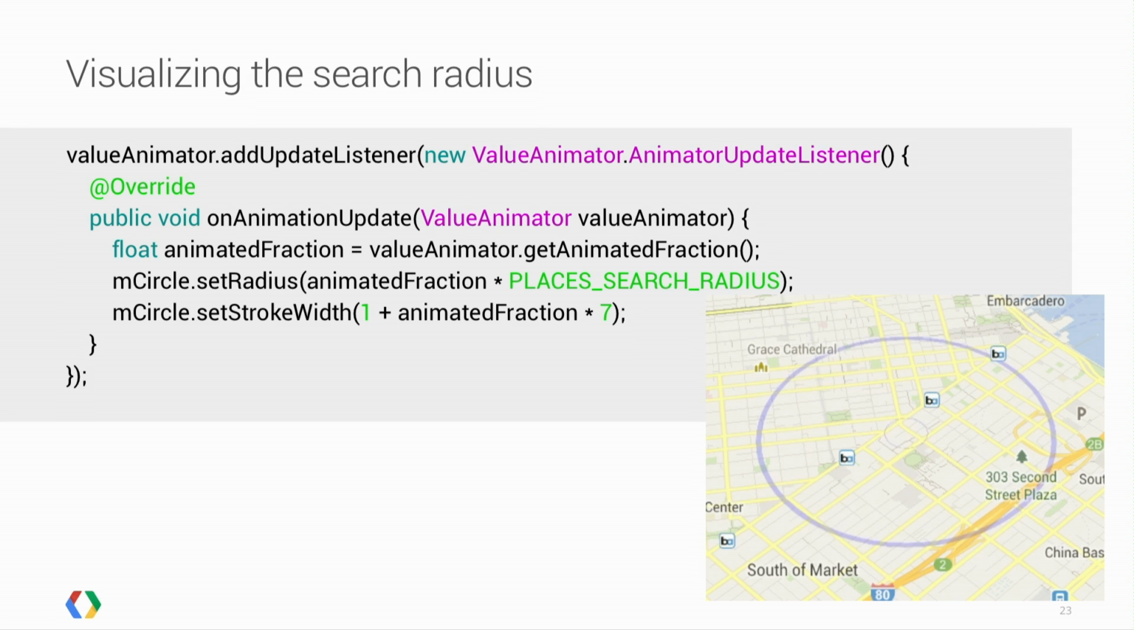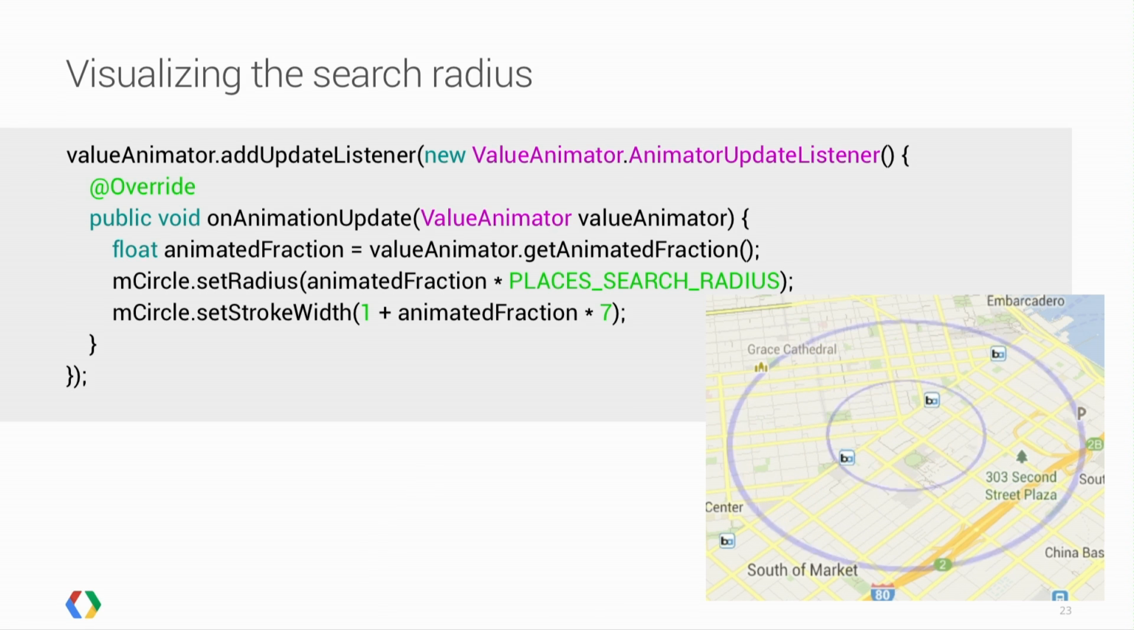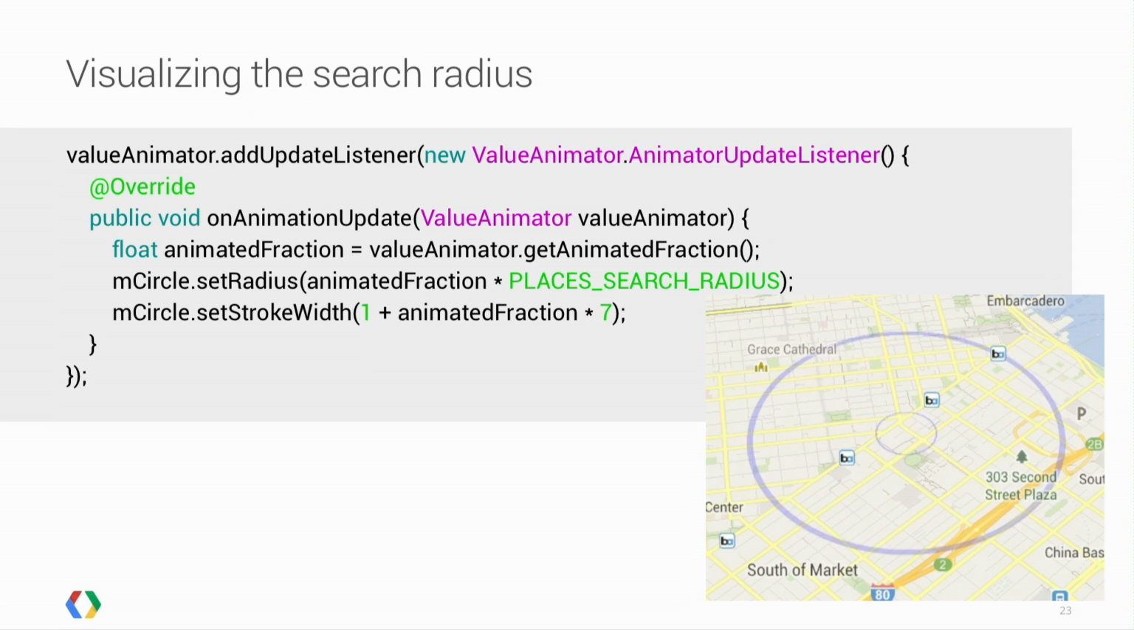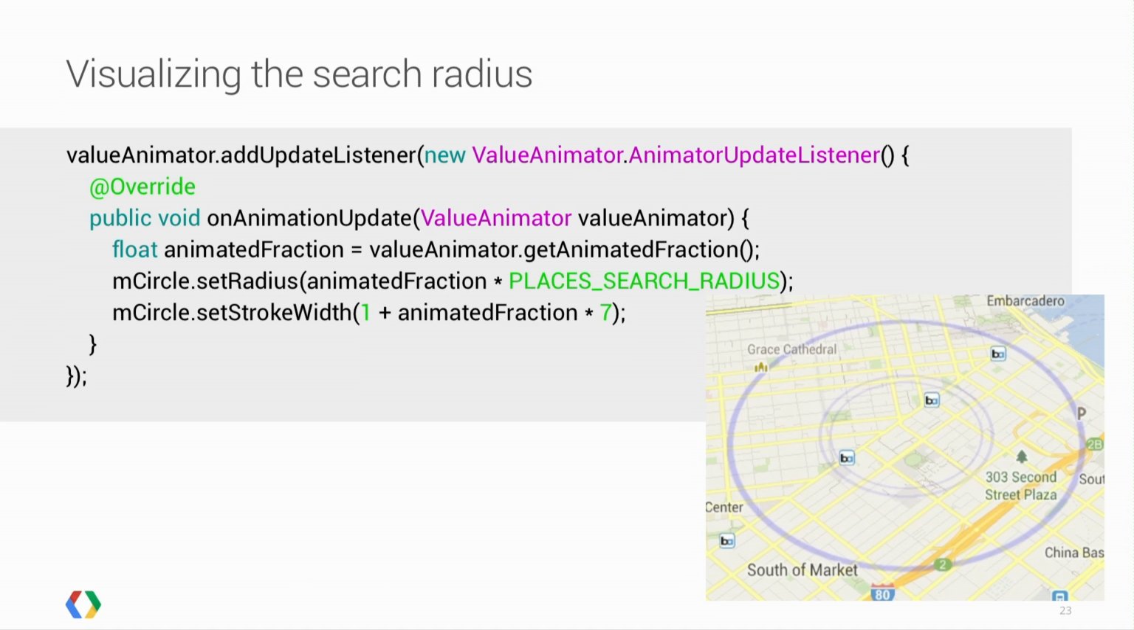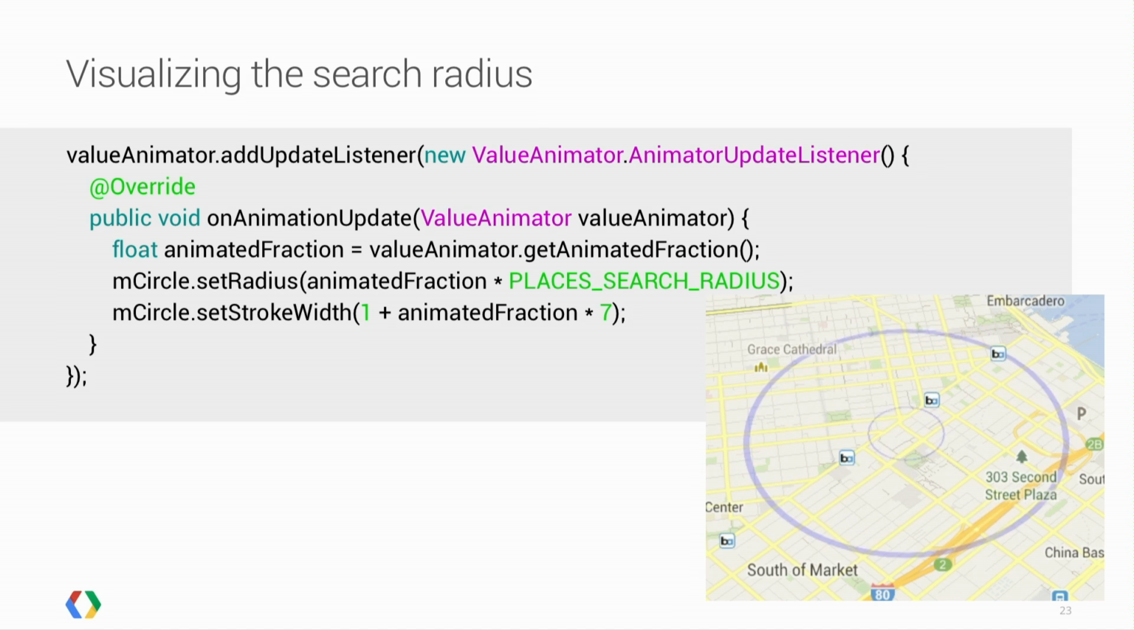Let's look at how we did the visualization of the search radius. Yeah, so it's just a very simple animation, animating the radius and some of the visual properties. So in this case, just the stroke of the circle. And we're using what's called a value animator here. This is a really neat set of utility classes that we added in Ice Cream Sandwich called the Property Animation Framework. And what it allows you to do is, in really trivial amounts of code, animate values on your class from a start to an endpoint and provide a duration.